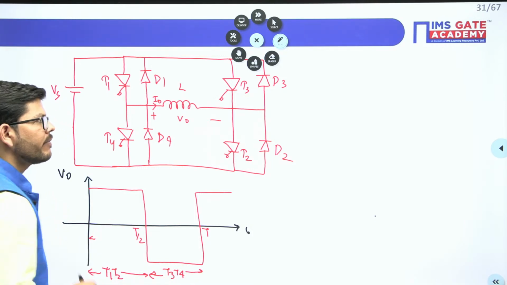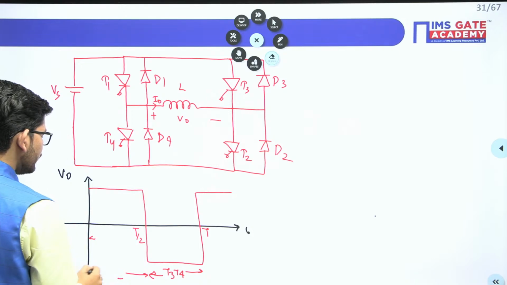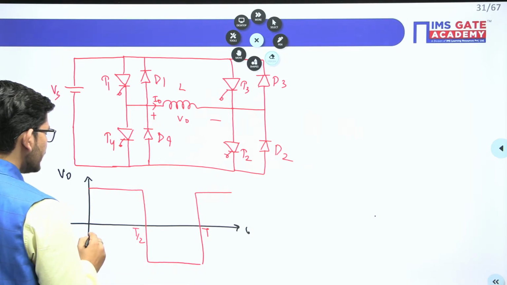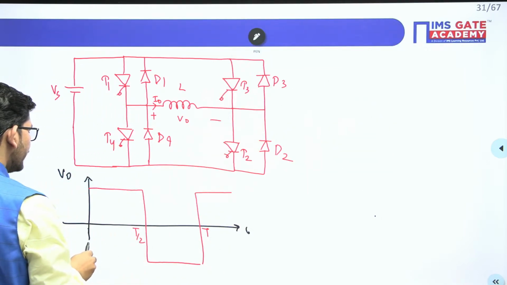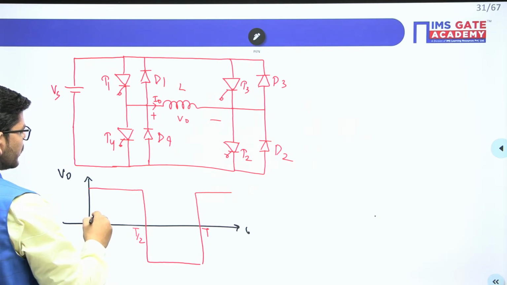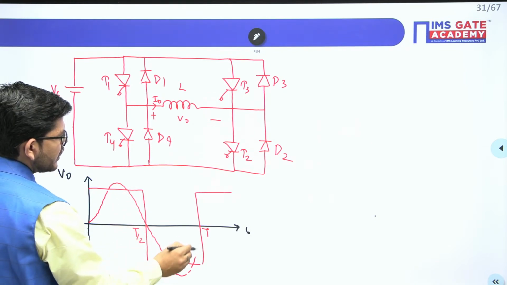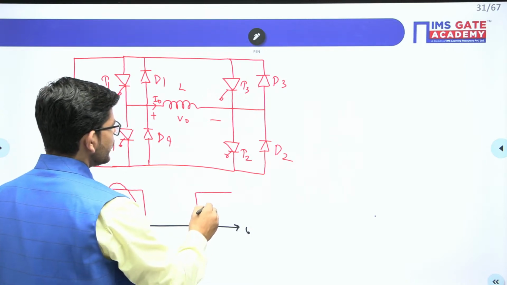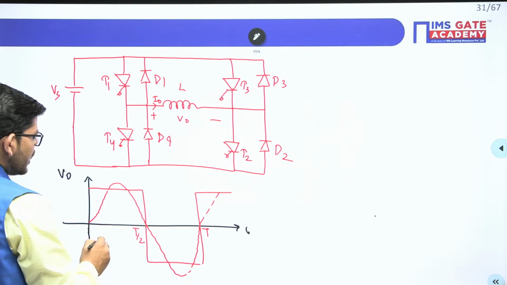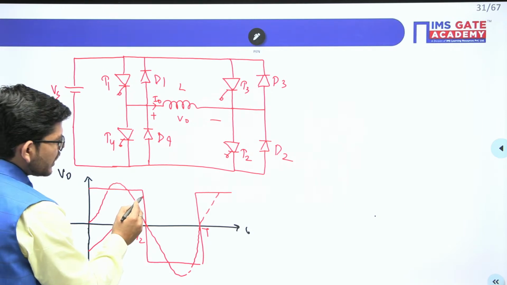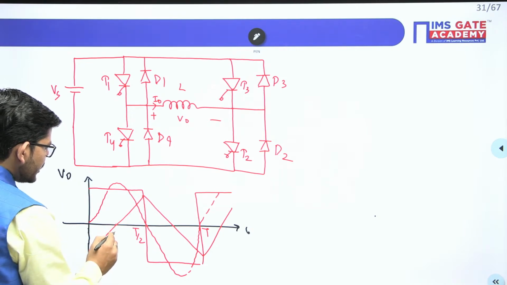This would have been the case if it were a perfect resistive load, but it is not so here. If you see this particular waveform, since the load has inductance, the output current waveform will be a triangular one. Yes or no?